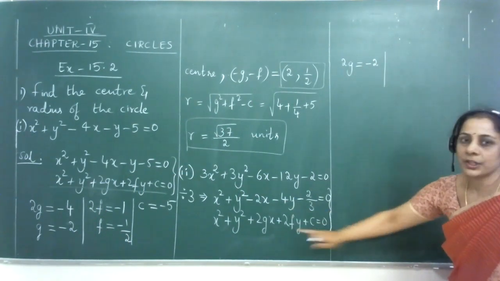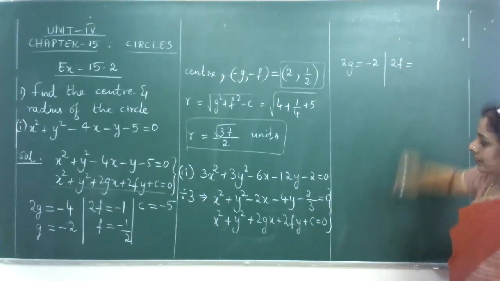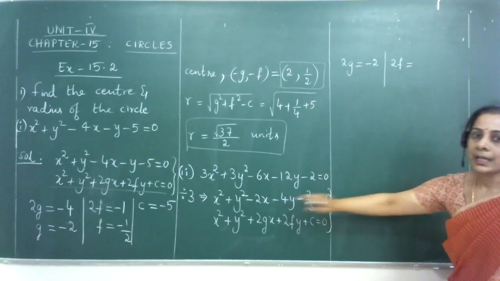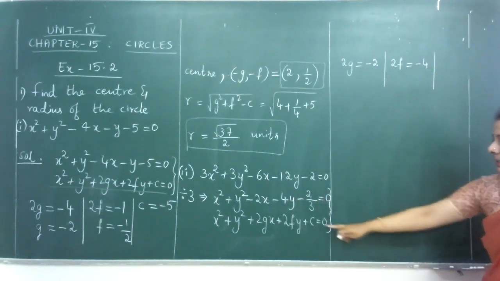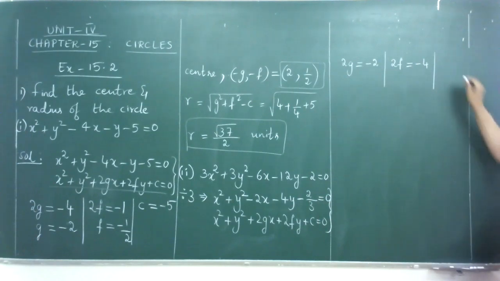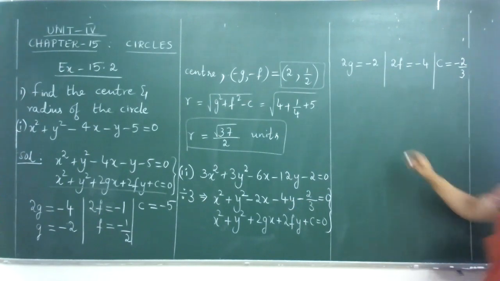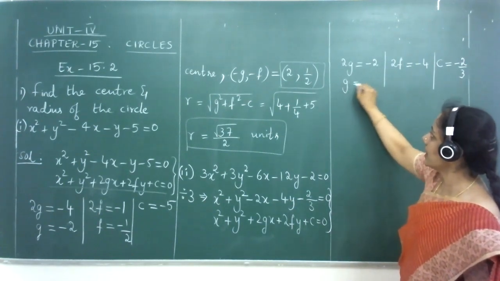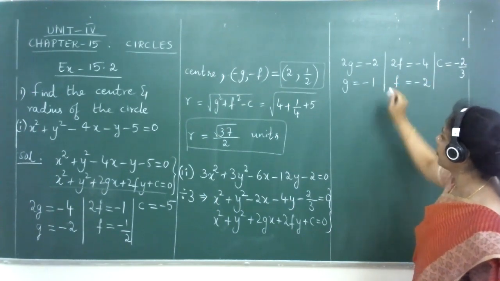Similarly, compare the coefficients of y in the two equations. We will have 2f in the general equation. In the given equation it is minus 4, isn't it? Likewise, compare the two constants now. In the general equation it is c, and in the reduced equation you have c is equal to minus 2 by 3. With this, we find g is equal to minus 1, f is equal to minus 2.